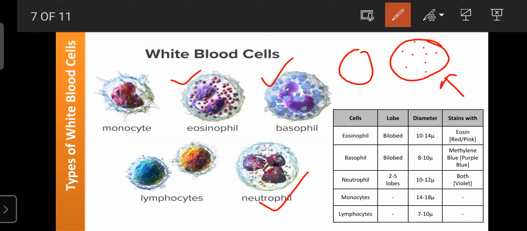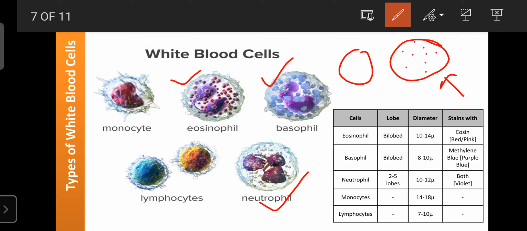So the granulocytes of WBC are mainly sub-classified into three types: eosinophils, which stain with eosin and look red and pink; basophils, which are stained with methylene blue and look purple-blue under the microscope; and neutrophils, which are stained with both acidic and basic dye and look violet. These are the three different types of granulocytes.